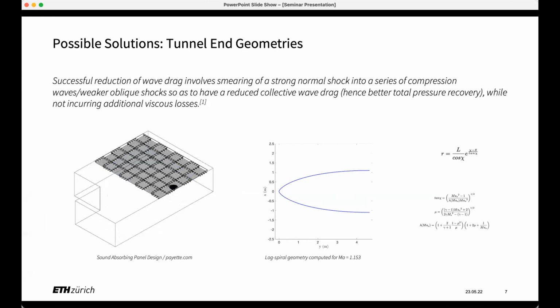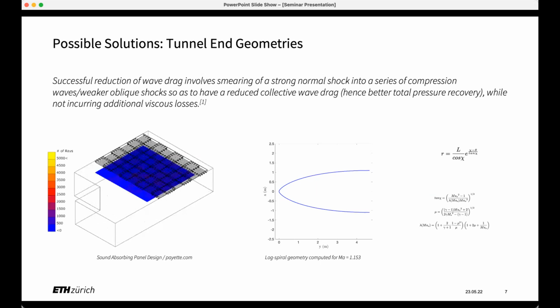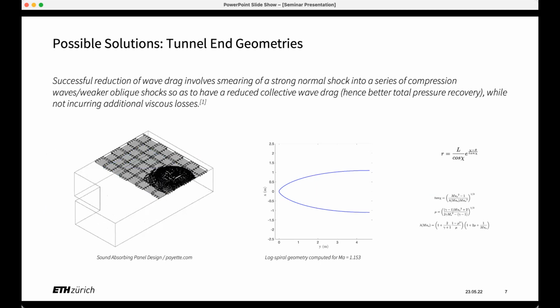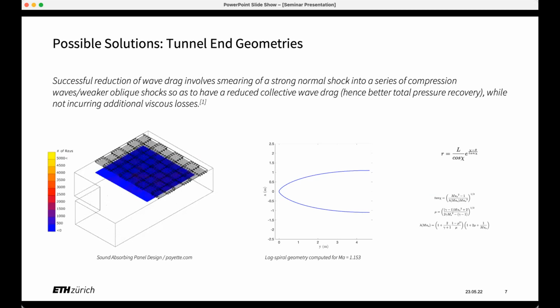Another suggestion that we found from literature was this thing called log spiral geometry, which in essence causes the shockwave to do the exact opposite thing, which is collapse onto itself. Now, why would we want to do that? This method was found to actually delay the reflection of the shockwave. So another strategy, if you can't have that shockwave be weaker, is have that shockwave hit the train much later in its journey.